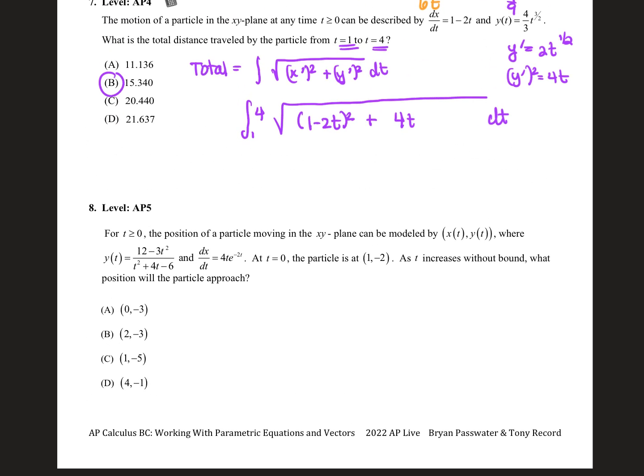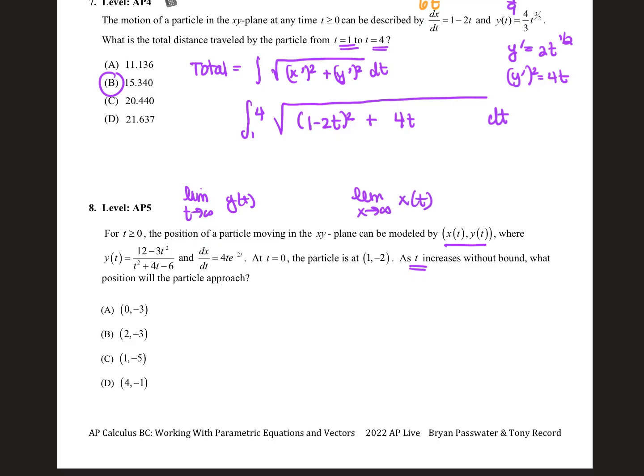Question 8. We have a particle moving on a graph where we're given x of t, y of t, where y is given by this equation and dx/dt is given by that equation. At time equals 0, the particle's at (1, -2). As t increases without bound, what will the position of the particle approach? Okay, so we want to know where the particle is going to approach. We're going to need the limit as t goes to infinity of y of t and the limit as t goes to infinity of x of t.